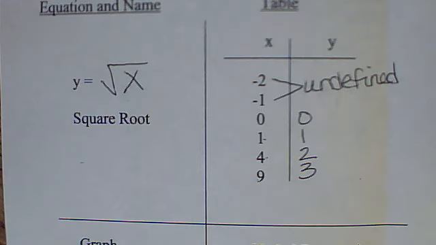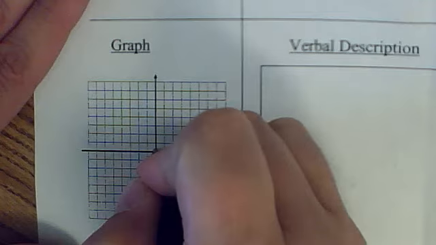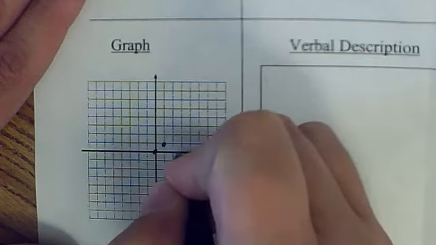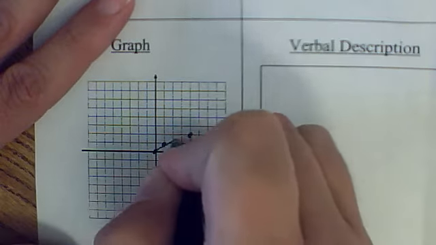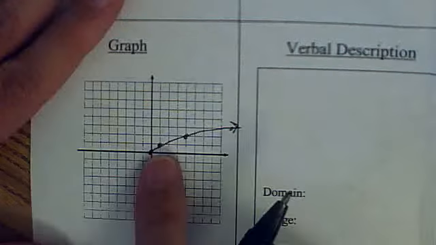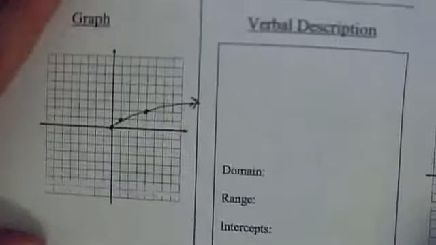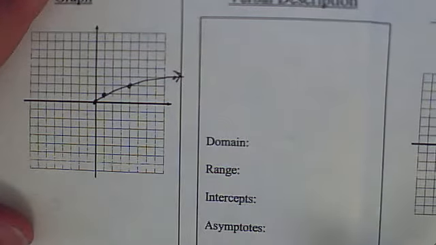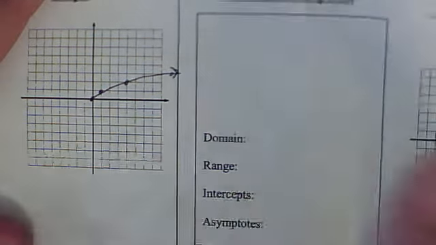So I picked 0, 1, 4, and 9 because those are perfect squares, so that they're easy to get the y points for them. So when we plot those, we start with 0, 0, 1, 1, 4, 2, and then 9, 3. So we don't do anything with those undefined ones. So this one starts at 0 and goes on. So you can come up with your own kind of verbal description for that one. Some people in class said it was like a rainbow, or like a shooting star, something like that.